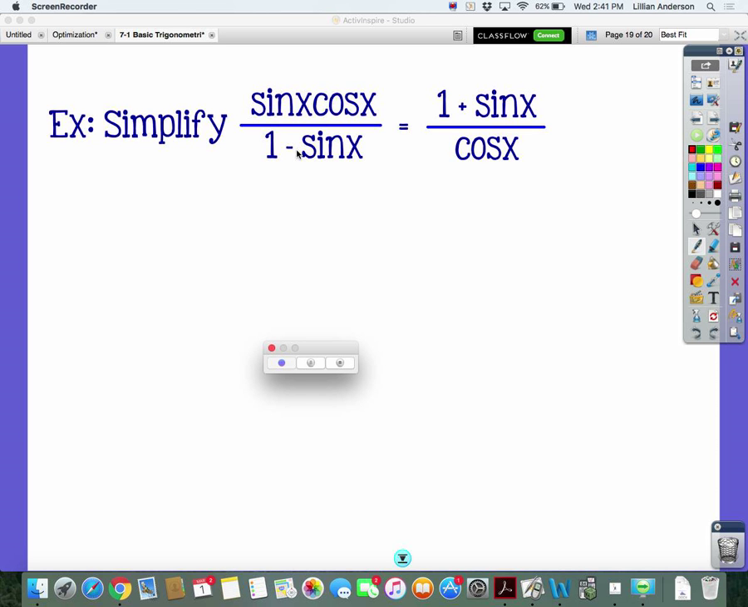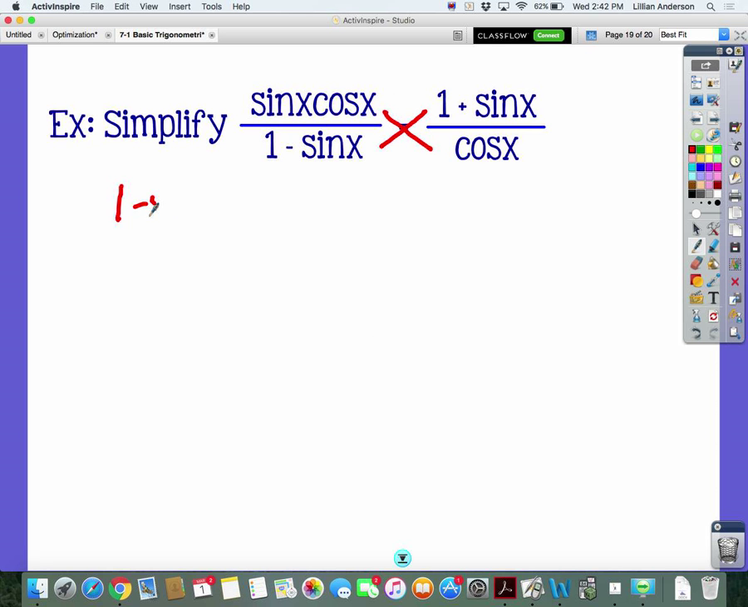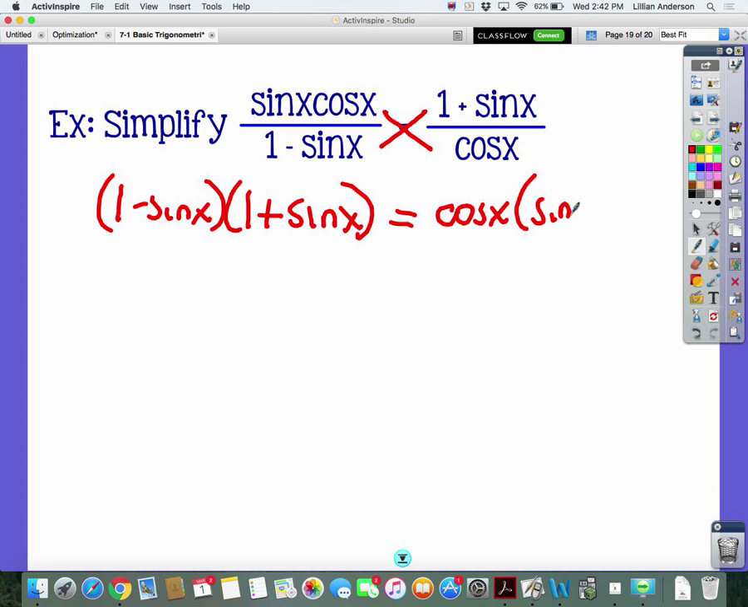Okay? Those get all off canceling out. I can't remember what else I heard. Factoring. Not yet. We might have to factor, but not yet. So let's cross multiply. Everybody remember how to cross multiply? So that's going to be a 1 minus sine x, and then times a 1 plus sine x equals a cosine x times a sine x cosine x.